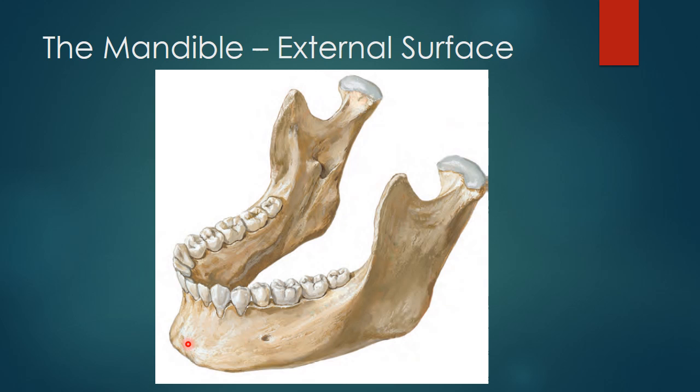This is the external surface of the mandible. This is the internal surface. We'll discuss different landmarks found in the external surface of the mandible first.